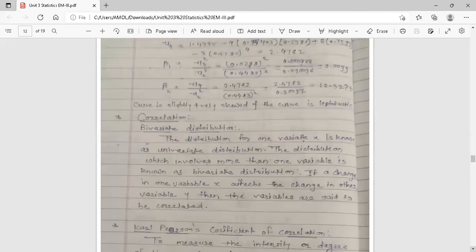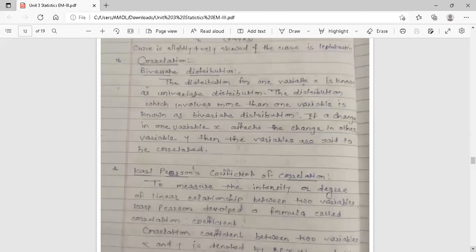Now the next topic is correlation. Now, what is correlation? Correlation, bivariate distribution. In correlation, what is a bivariate distribution? The distribution for one variable x is known as univariate distribution, and the distribution which involves more than one variable is known as bivariate distribution. Bi means 2. There are 2 variables, suppose x and y. Then if the distribution involves 2 variables, that type of distribution is bivariate.